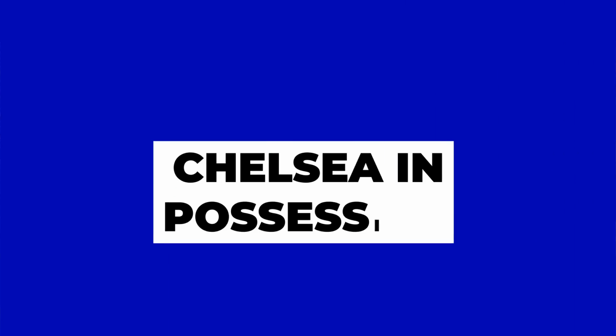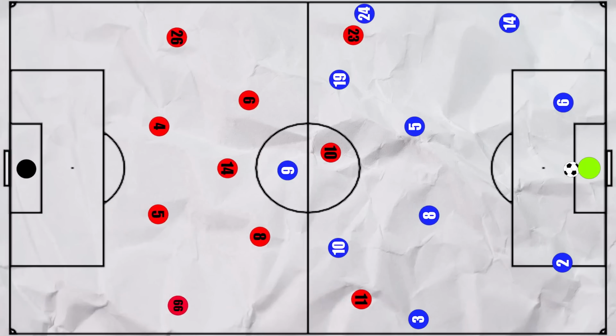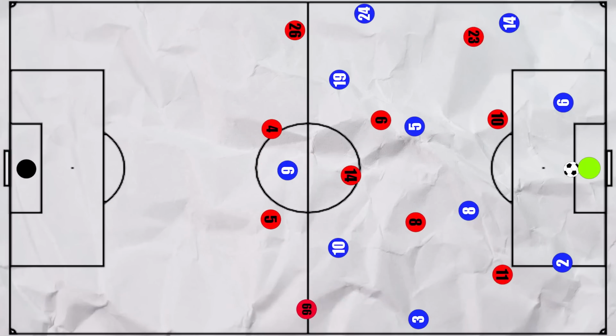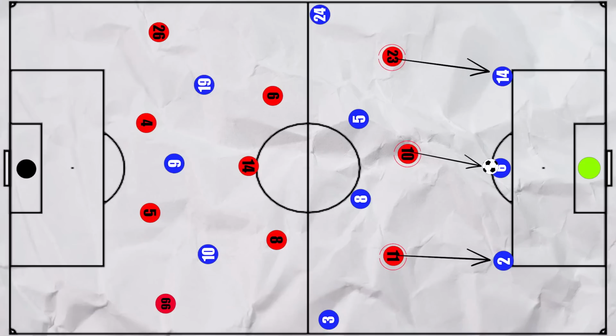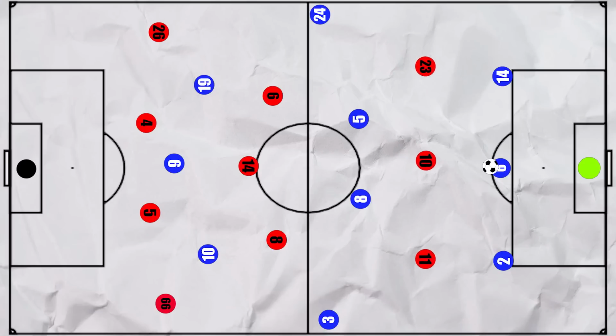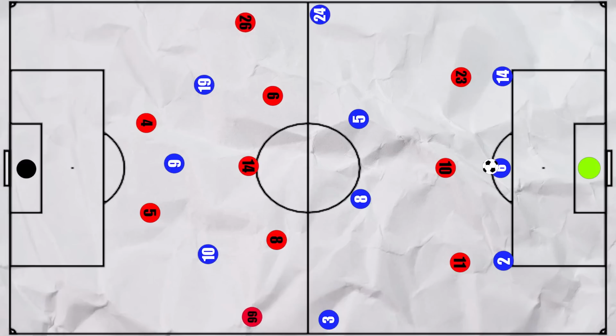But what did Chelsea do on the ball? From goal kicks, Liverpool's press was often effective and forced Chelsea long often, leading to turnovers, as we see with Mendy attempting almost 3 times as many long balls as Alisson. And in open play, we initially saw a similar situation, with Liverpool's front 3 pressing Chelsea's back 3, backed up by their fullbacks pressing the wing backs.